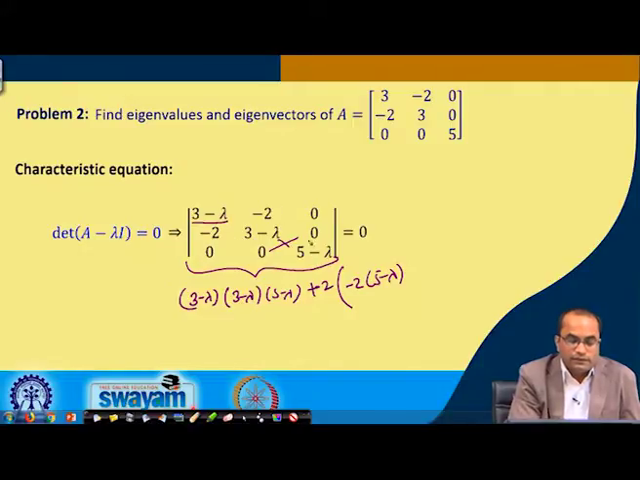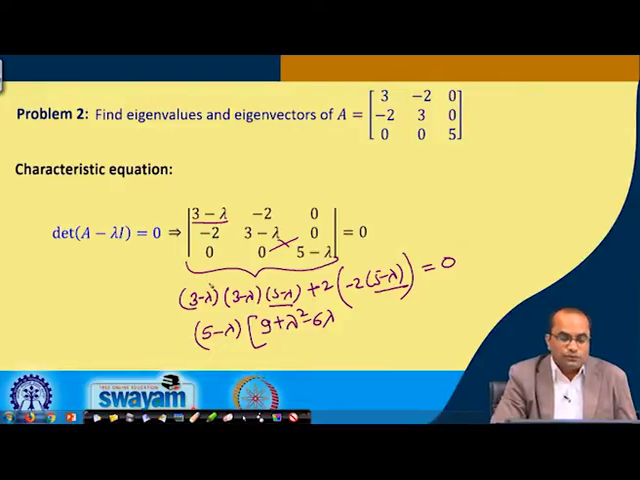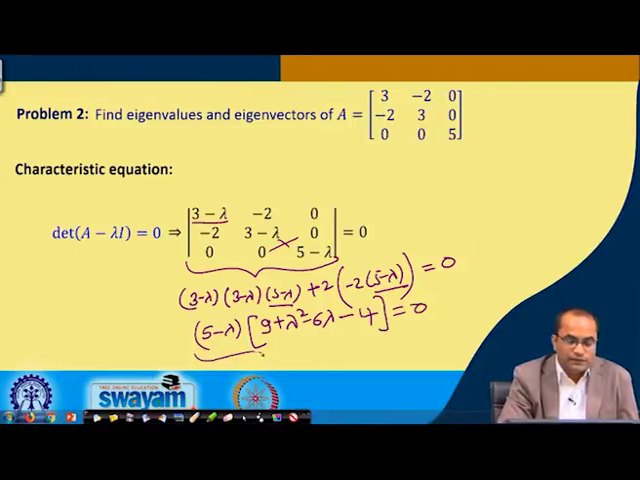So, this is the value of this determinant, which should be 0. Then we can take 5 minus lambda as common from both terms. Here we will get 9, and then minus 3 lambda minus 3 lambda, so minus 6 lambda plus lambda square. That is 3 minus lambda whole square, and then we have minus this 4 term, 2 to the 4 here. So, this is the characteristic equation, and again we can factorize the second term.